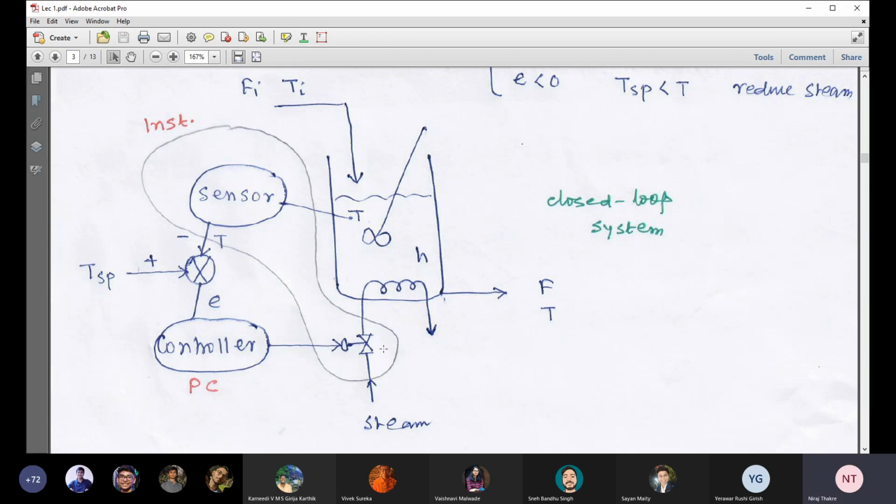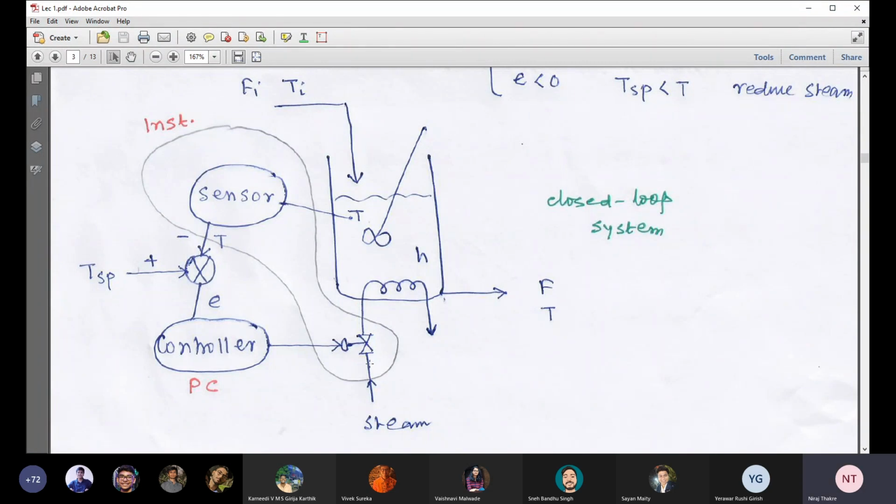Originally, this is the control valve. You can note down this. This is a control valve. Now, through this control valve, I am changing the control valve opening, so the steam flow rate is maintained.